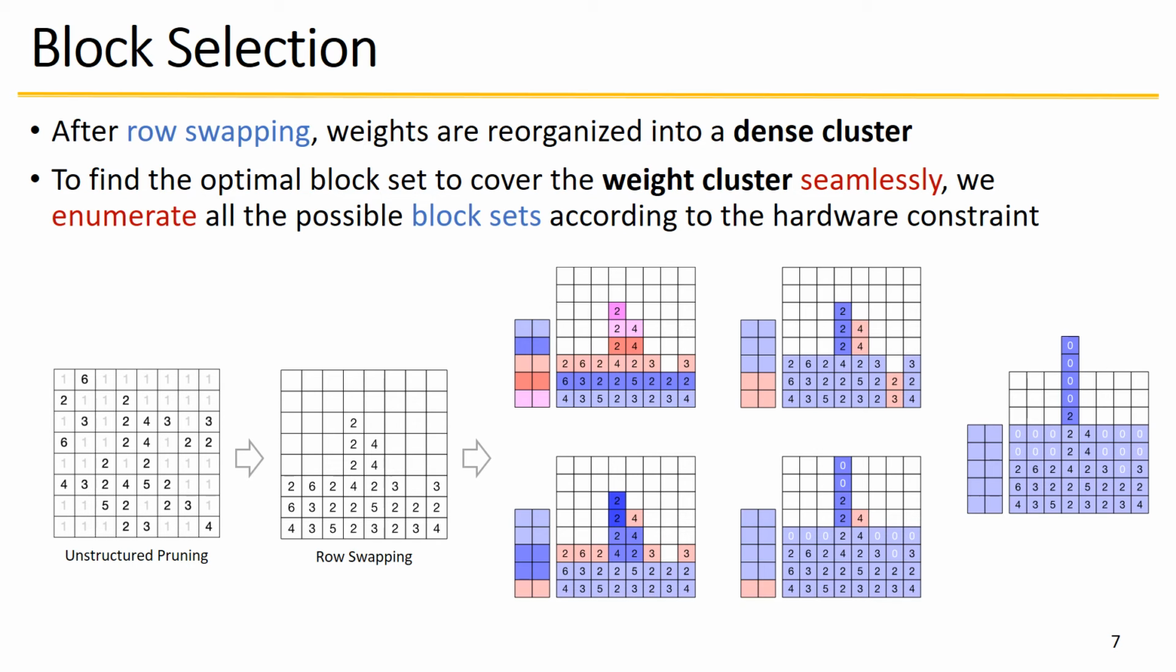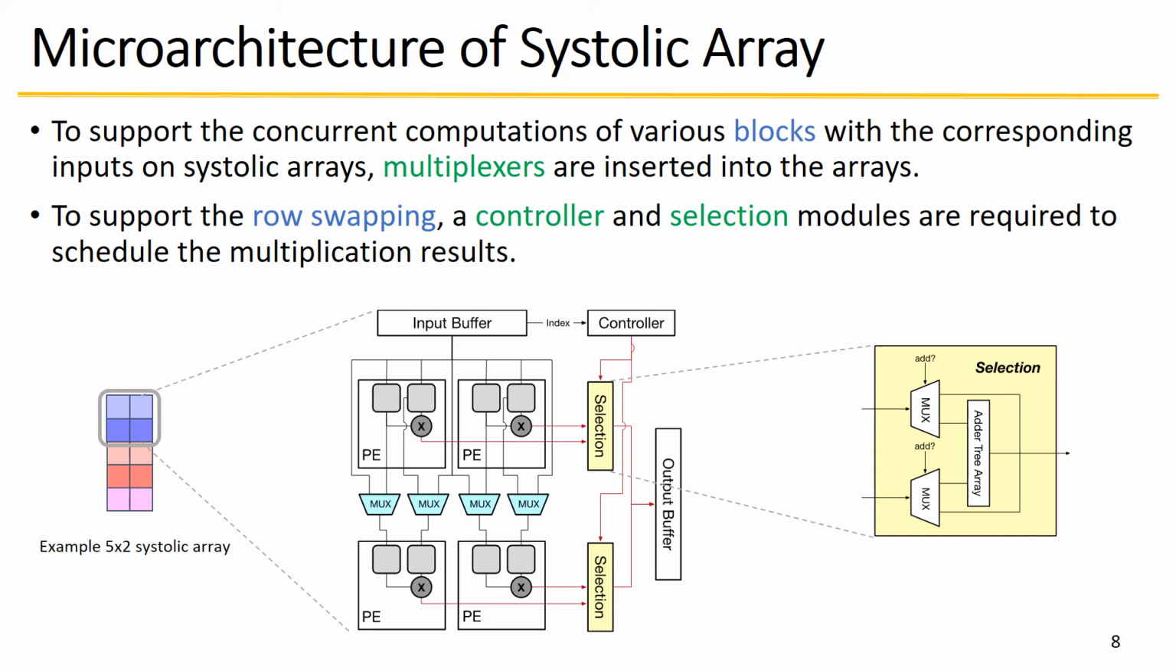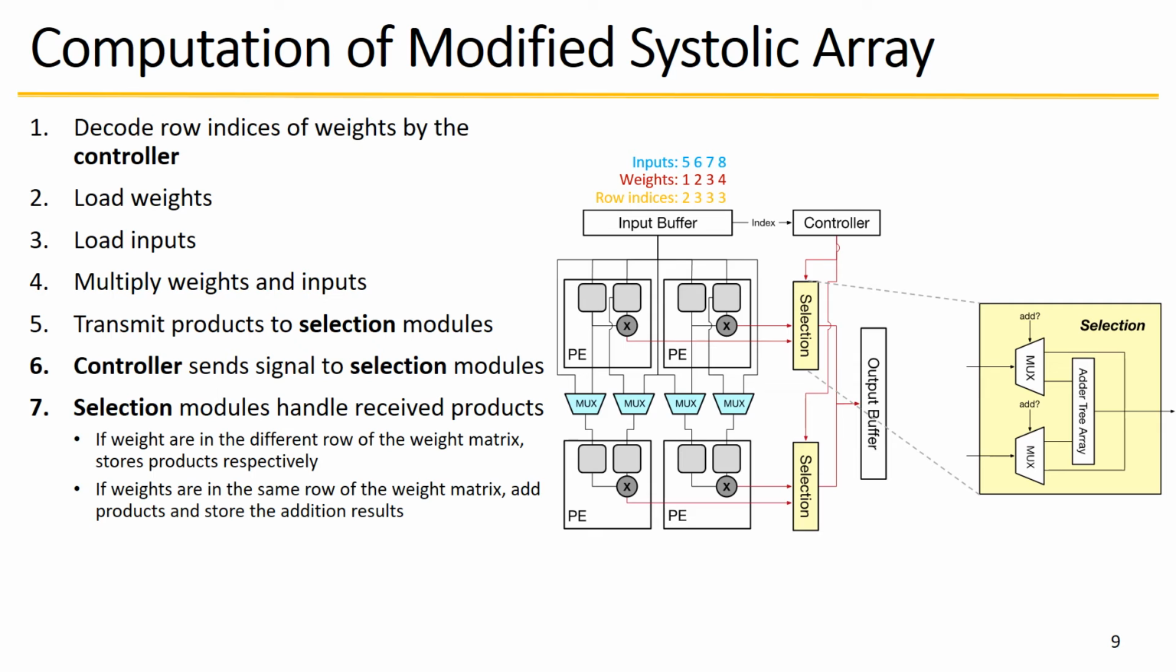After block selection, the optimal block combination can be generated for a given convolutional neural network to reduce its inference latency and hardware cost. When weight blocks with various sizes are mapped on systolic arrays to implement the matrix multiplication, the corresponding inputs for the weight blocks are not matched. To support the concurrent computations of various blocks with the corresponding inputs on systolic arrays, multiplexers are inserted into the arrays. To support the row swapping, a controller and selection modules are required to schedule the multiplication results. The computation of modified systolic array is shown in this slide.